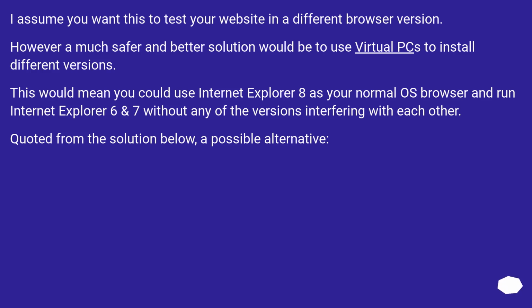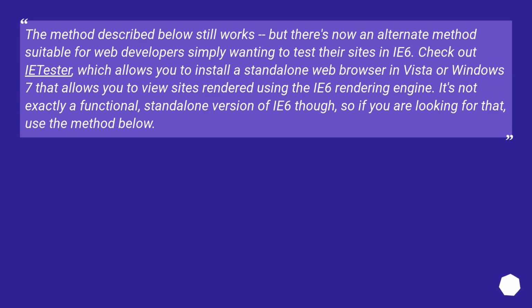Quoted from the solution below, a possible alternative. The method described below still works, but there's now an alternate method suitable for web developers simply wanting to test their sites in IE6. Check out IETester, which allows you to install a standalone web browser in Vista or Windows 7 that allows you to view sites rendered using the IE6 rendering engine. It's not exactly a functional, standalone version of IE6 though, so if you are looking for that, use the method below.